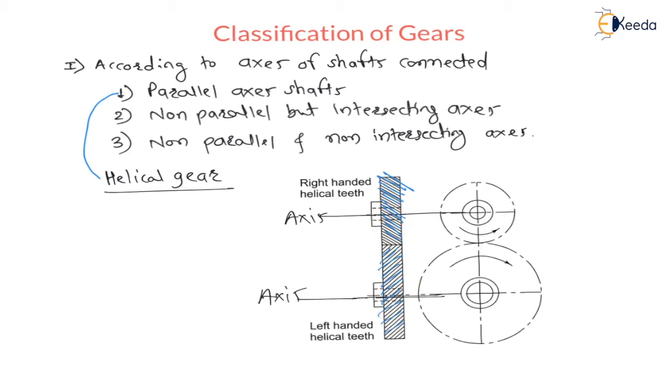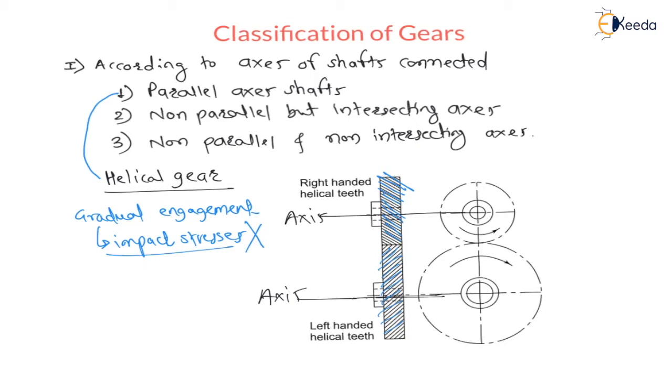Because of this inclination or helical angle, which is called the helix angle, there is gradual engagement as well as disengagement. And because of this, impact stresses are eliminated. There are no impact stresses.